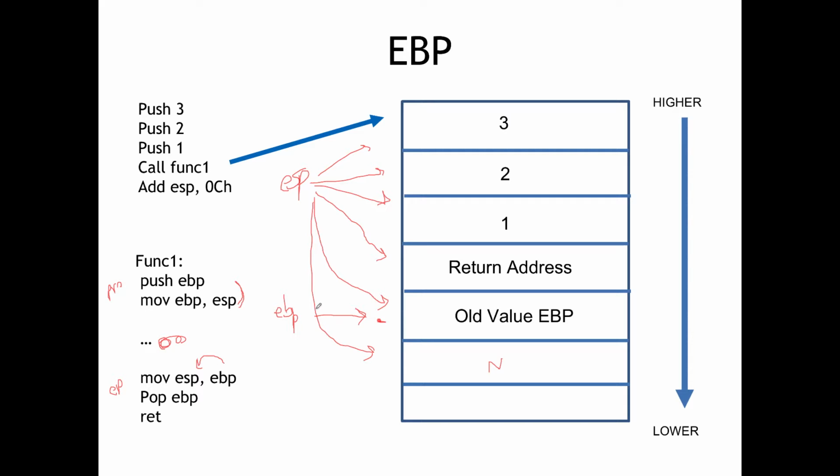We now pop EBP. So we pop this value right here into EBP, which takes our ESP and moves it to the return address. Now we return, which pops this return address off of the stack and moves that into EIP, and our program continues to execute at that location that it should have returned to.